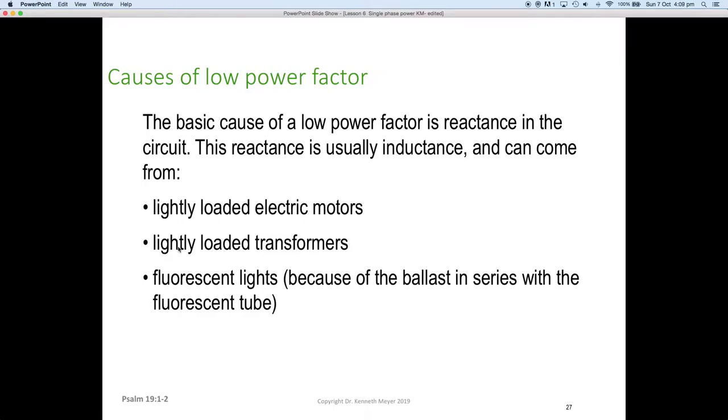Similarly, for lightly loaded transformers, their power factors will be quite poor. Fluorescent lights, because ballasts are put in series with fluorescent tubes, and that ballast is an inductor. And quite often they add a capacitor to help correct the power factor in the lamp.